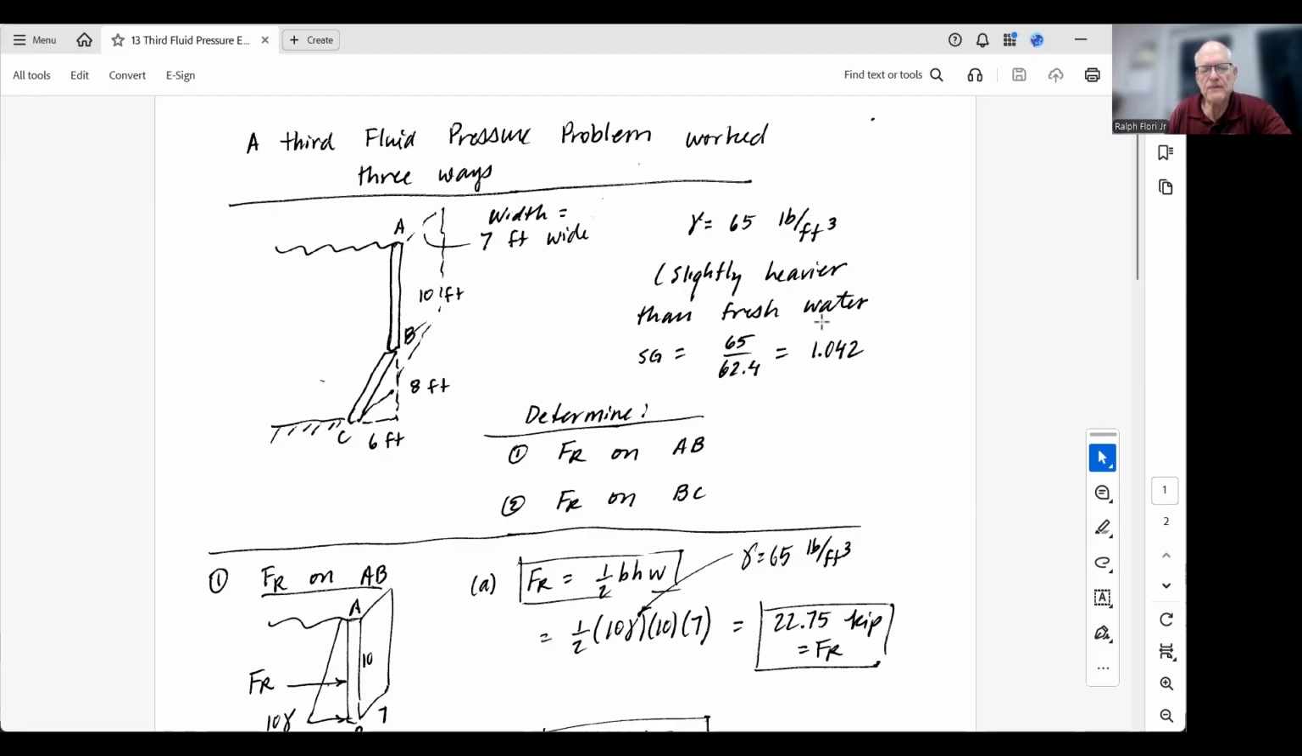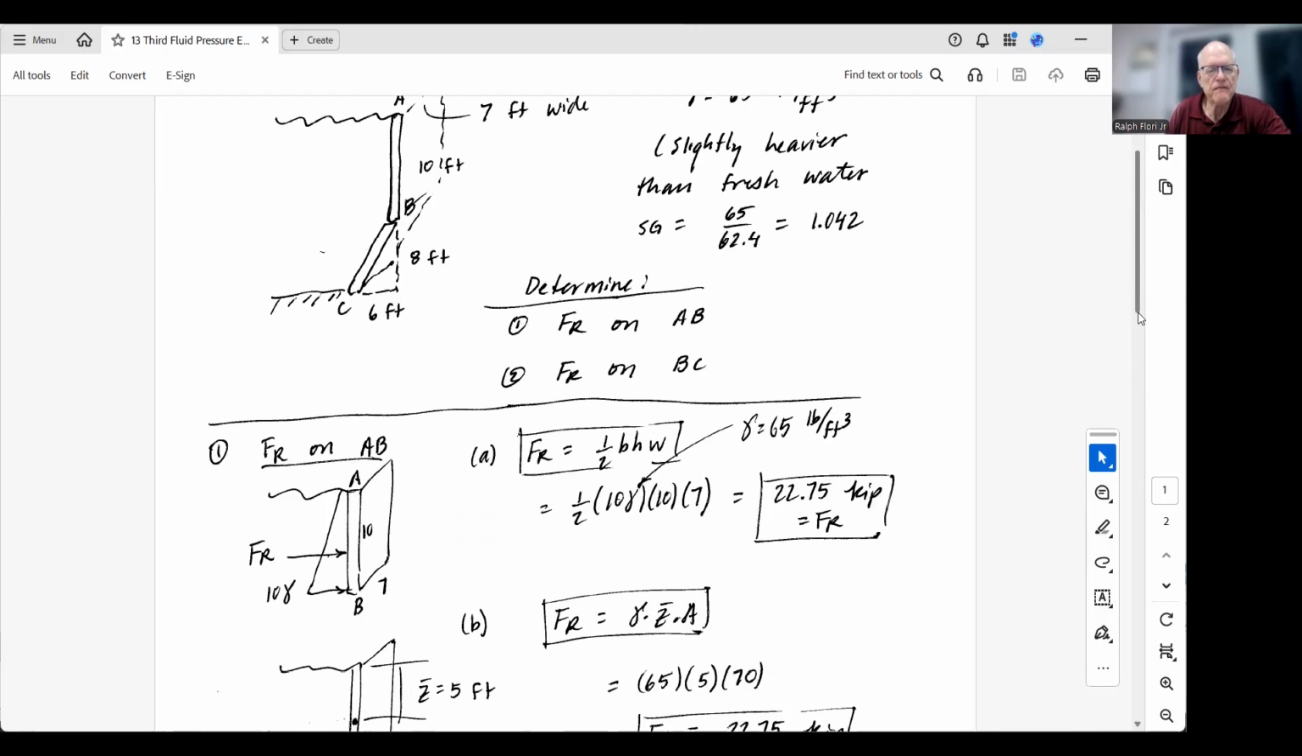If you were ever given a specific gravity of 1.04, then you would just multiply that times 62.4 to get gamma. We're going to find the resultant force on AB, and we're going to find the resultant force on BC. We're just flexing our muscles.